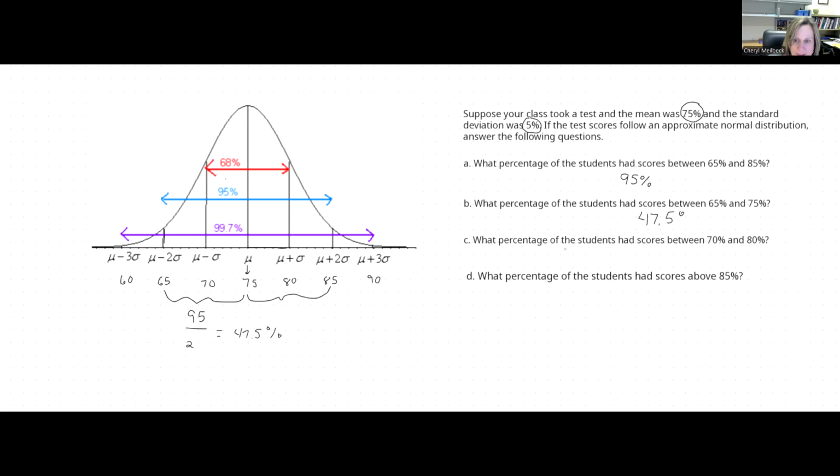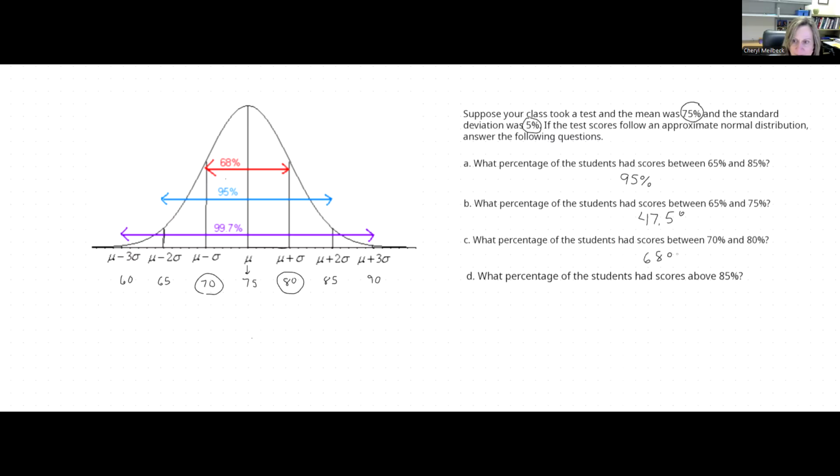If we look at C, it asks what percentage of students had scores between 70 and 80. So let's erase this. Between 70 and 80, 70 is here, 80 is here. So that is one standard deviation below and above the mean. So within one standard deviation, we have 68% of the data.